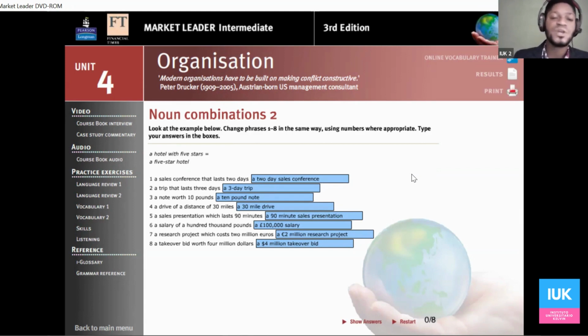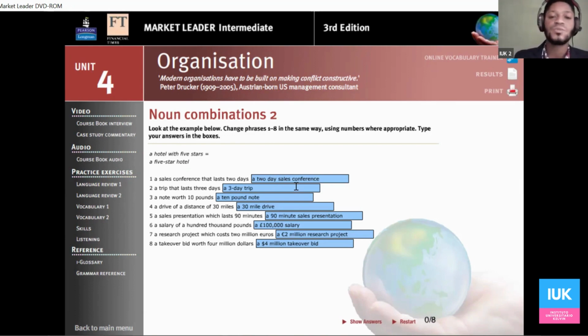Now, what do you observe? You observe that the noun combinations are not pluralized, because in the end, you're speaking about just one. For example, in number 1, we're speaking about just one conference. So the pluralization will not really be on the noun combination, so you do not have to say a 2 days sales conference.